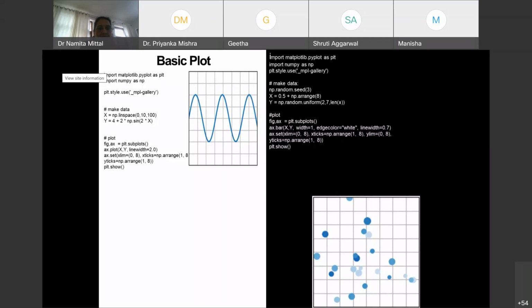Ma'am, excuse me, ma'am. Yes, please. Ma'am, like where is the data which we have been working on actually? This is the data only, na? I'm creating the data. I'm creating an array to show you the visual. Okay.